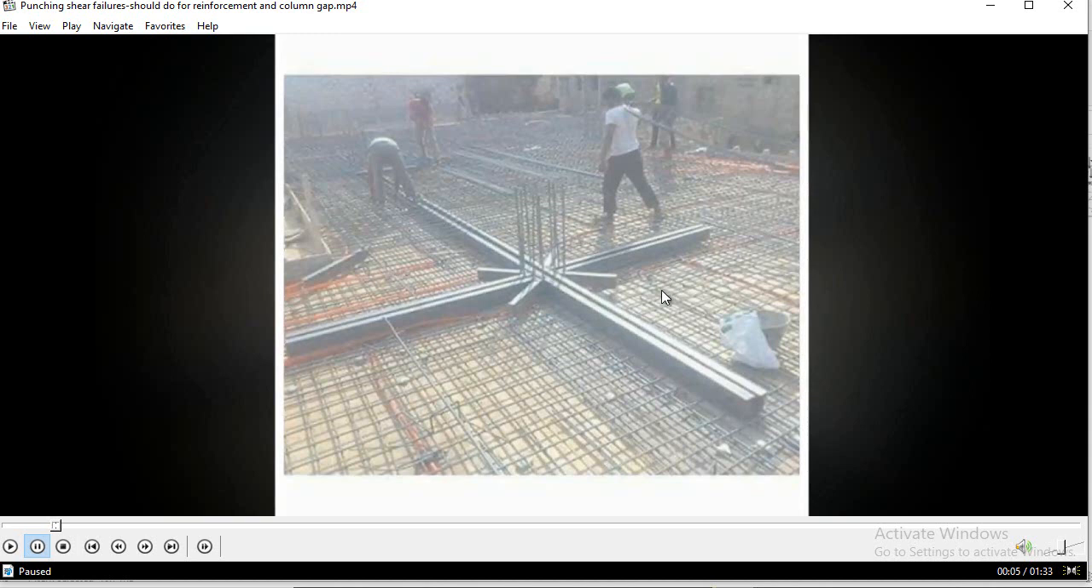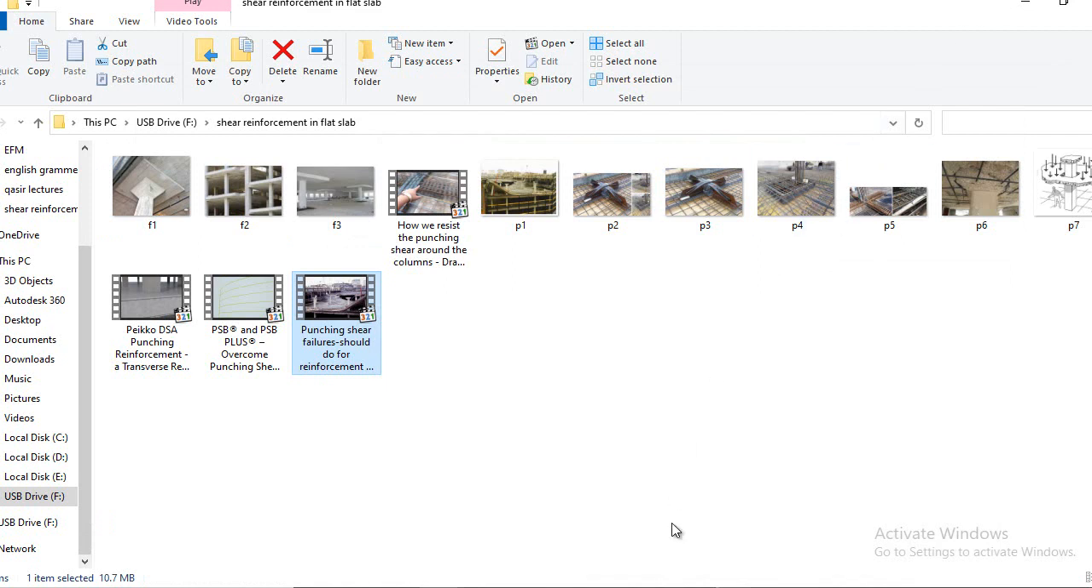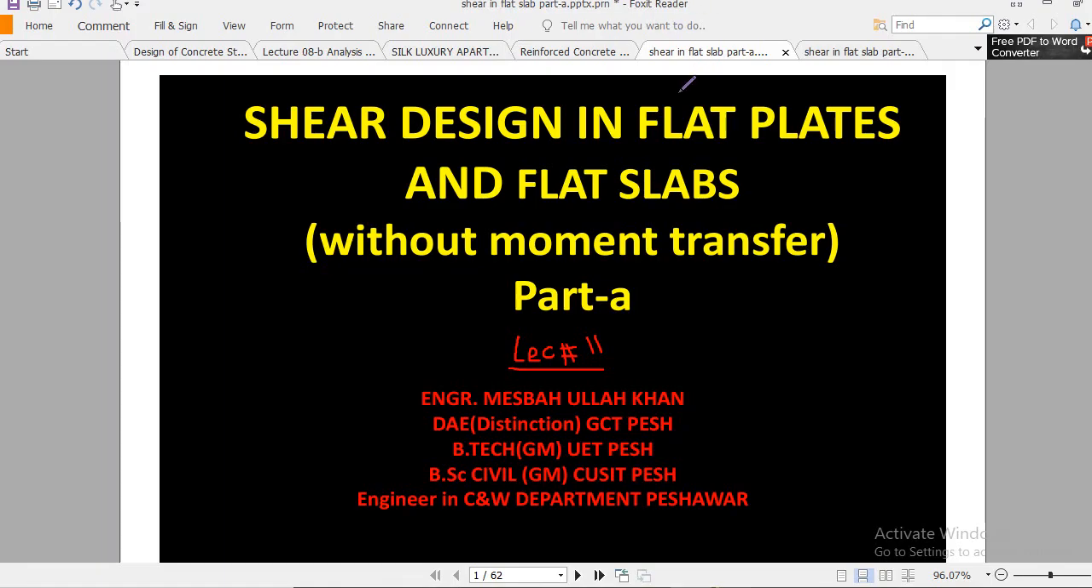If you don't provide such kind of reinforcement, remember, it will result in a much larger concrete thickness of the slab, both in the slab as well as in the footing. So this is the beauty and this is the advantage of such kind of reinforcement. And as a designer, you must be able to design such kind of reinforcement. Let me share with you another document which is very important for you people to understand.